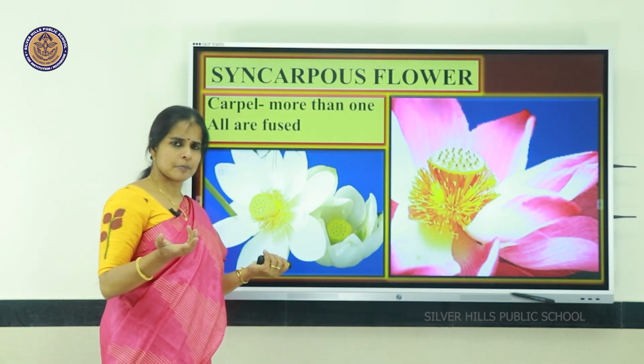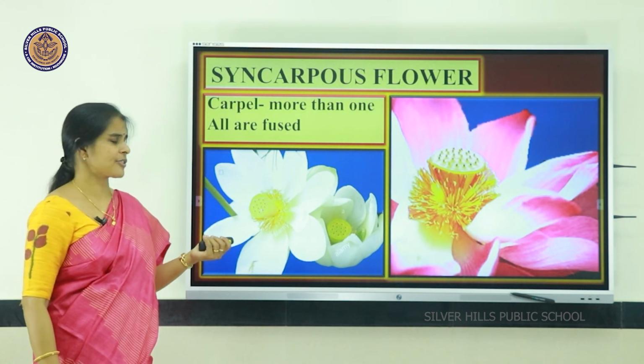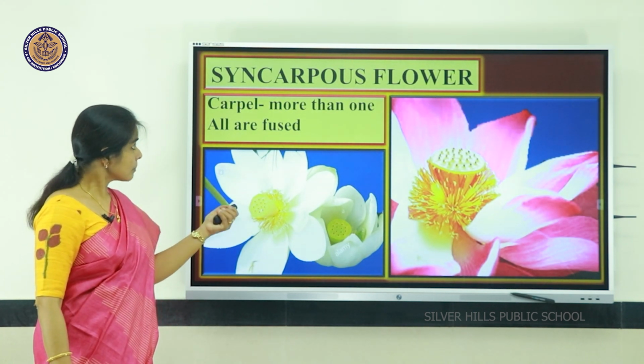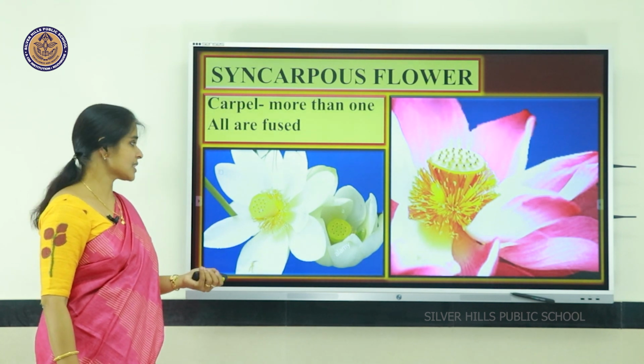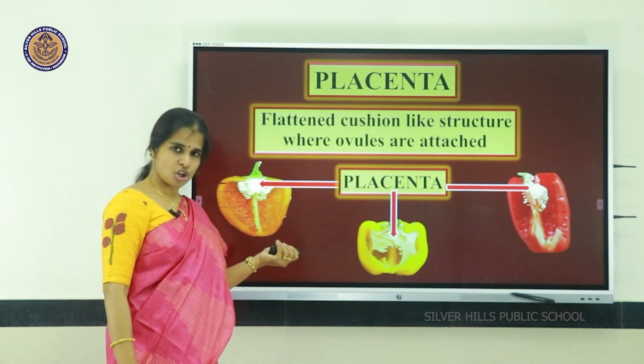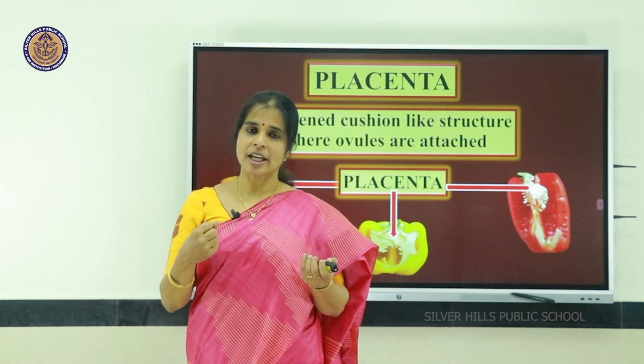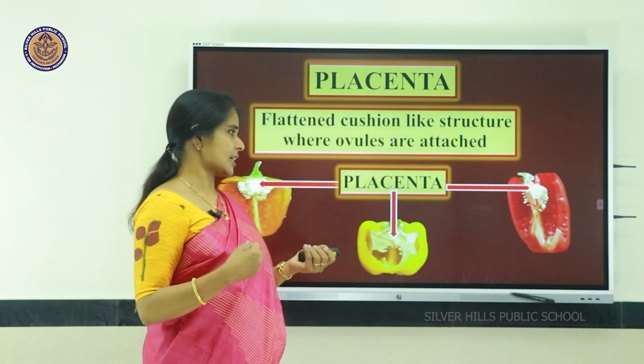In apocarpus, the majority of land plants have apocarpus or otherwise single carpel structures. Okay. So, syncarpus examples are lotus and water lily. Thus, based on the arrangement of the carpel also, there are two types of flowers, apocarpus and syncarpus.